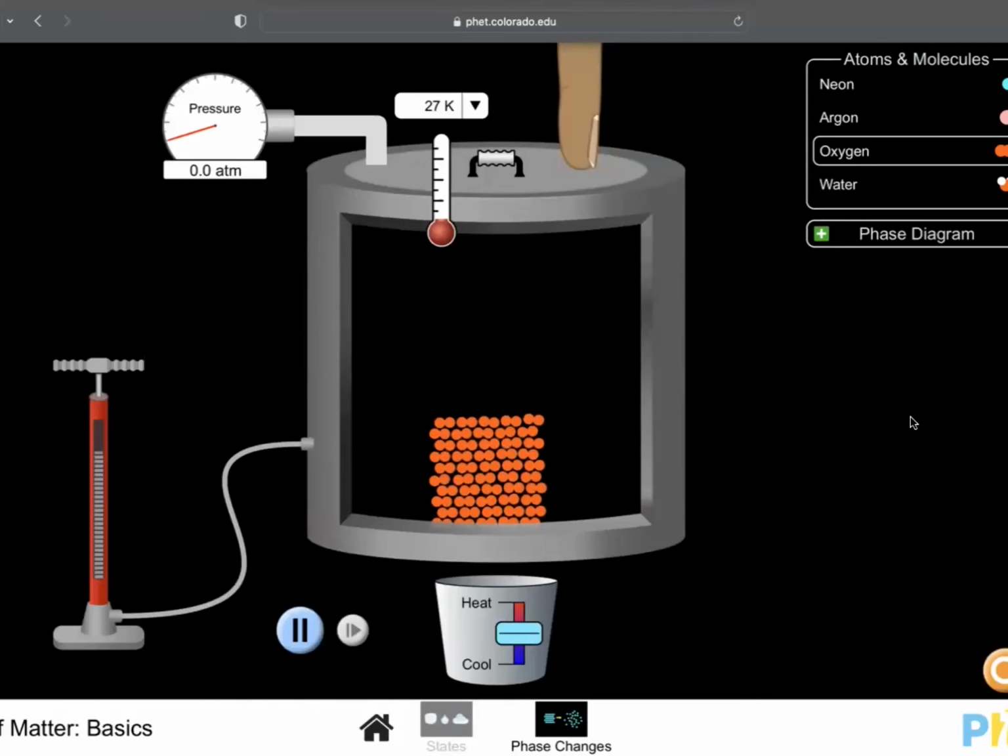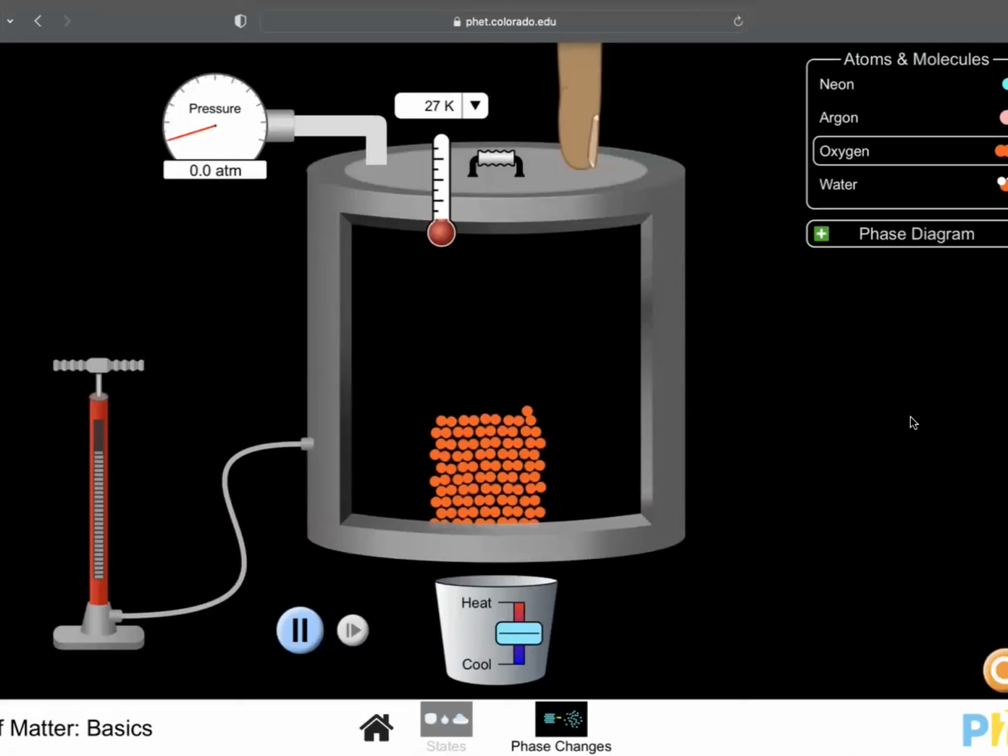In chemistry, we explore three states of matter: solids, liquids, and gases. Here I am using the PhET simulation from the University of Colorado to model the solid state of oxygen. The way that we know it's a solid is that it has defined shape, defined volume, and these particles are not moving around a whole lot.